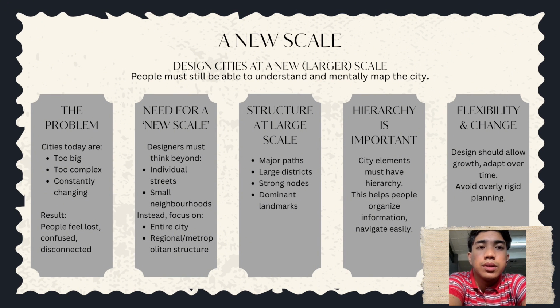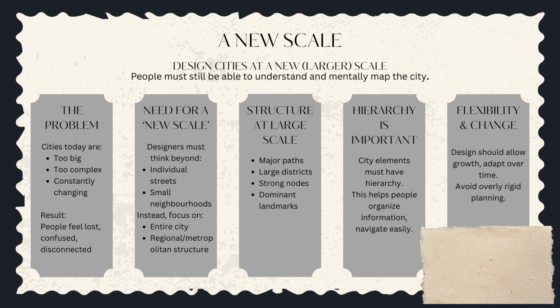designers must think at a larger scale, not just individual streets or neighborhoods, but the entire city or metropolitan structure. At this scale, cities should have major paths, larger districts, strong nodes and dominant landmarks. Another important idea is hierarchy. City elements should be organized in levels of importance, so people can easily understand and navigate the environment. But at the same time, cities must remain flexible, so any planning should not be too rigid, because cities need to grow and change over time.